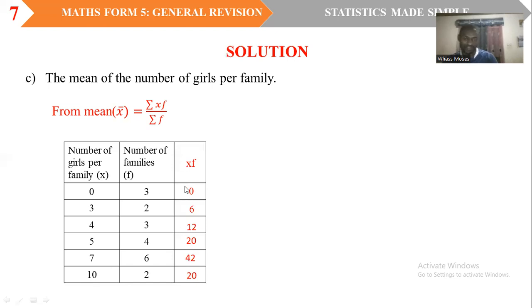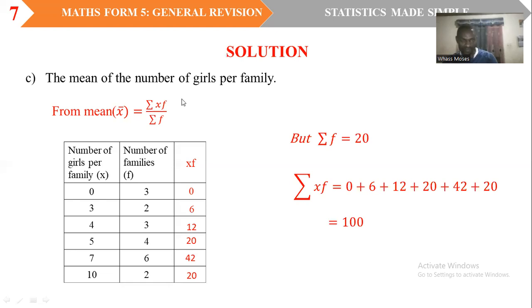And after filling the XF column, we now proceed. We know that the mean is summation XF over summation F, but the total frequency was also already calculated and it gave us 20 families. So the summation XF now can be obtained by adding up all these values in this column. So to do that, summation XF will be 0 plus 6 plus 12 plus 20 plus 42 plus 20, and that gives us 100. Good.